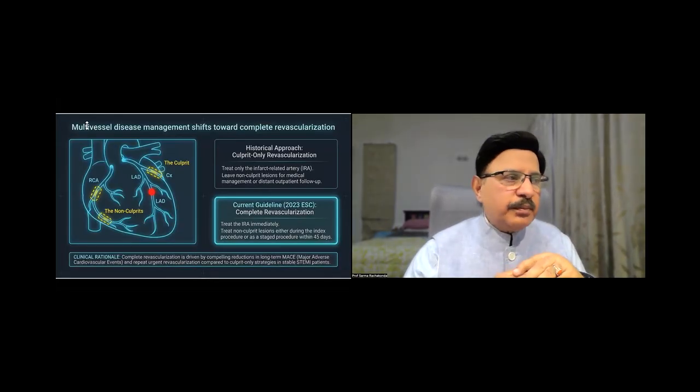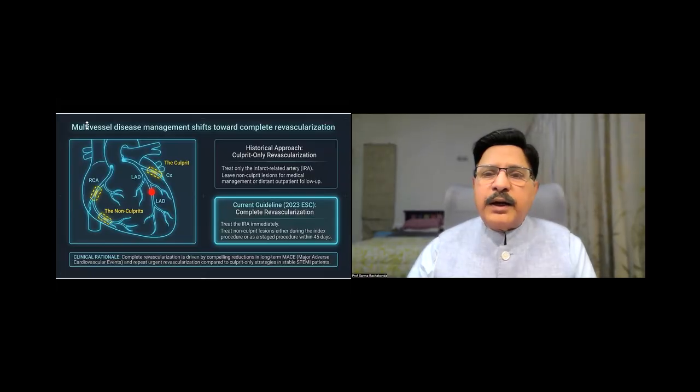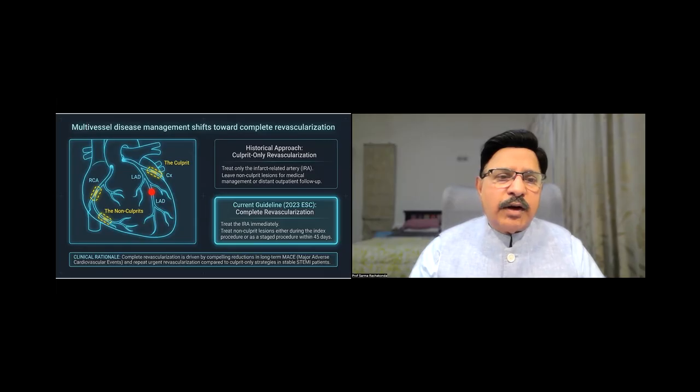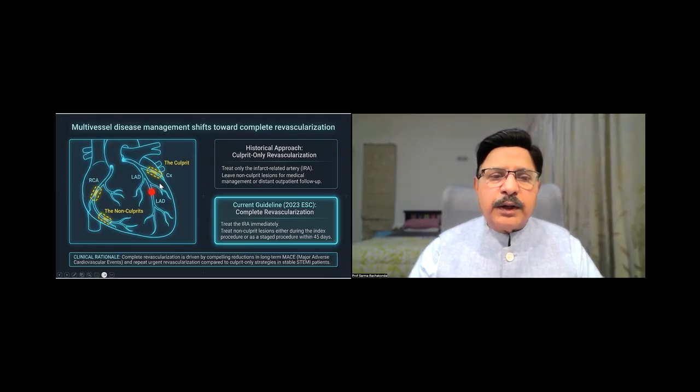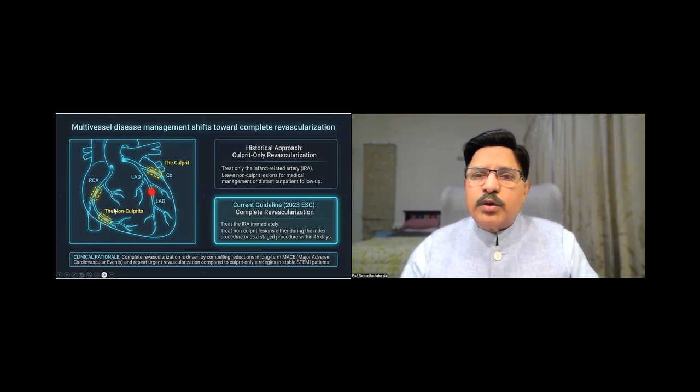Now, multi-vessel disease management shifts towards complete revascularization. This is what we have already seen in the trial. There is one lesion in the RCA. There is a culprit lesion here. The yellow ones are non-culprit. I not only treat this vessel, I should treat all the non-culprit vessels also.